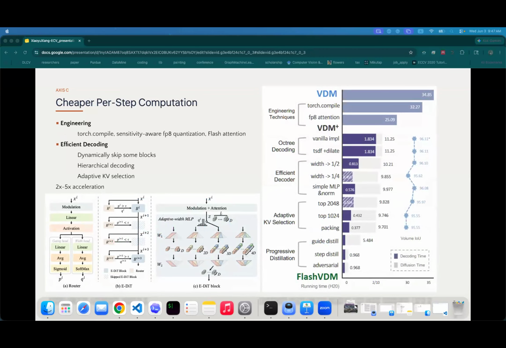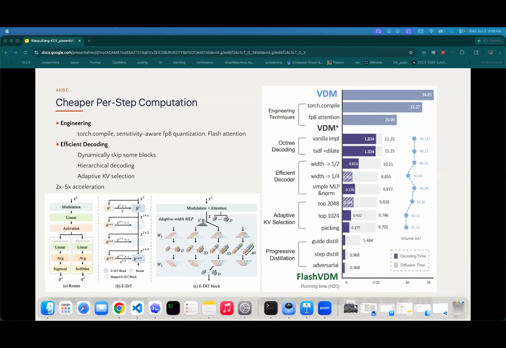So the third axis is to make each step cheaper. Here, I want to mention two papers from the Tencent Hunyuan Group, Elastic Diffusion Transformer and Flash VDM. Elastic Diffusion Transformer noticed that the generative process of DiT is highly sparse, while this sparsity varies significantly across samples. So it equips each DiT block with a lightweight router that dynamically identifies the sparsity from the input latent, and it determines whether the corresponding block can be skipped. This saves 2 times inference cost.